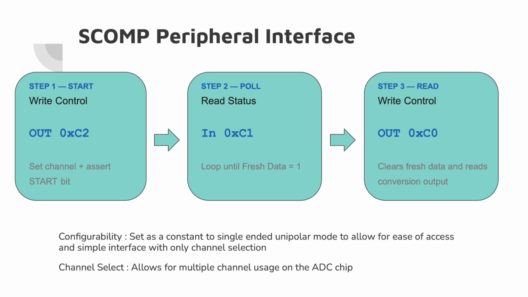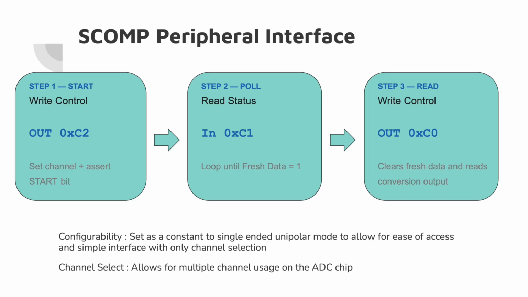Second, ESCOM polls the ADC status register in a loop, waiting for fresh data to go high. That tells us that the hardware is finished and that the result is valid. Finally, ESCOM reads the ADC data register with the in instruction, which returns the 12-bit result and clears fresh data, so the next read is guaranteed to be fresh from a new conversion.